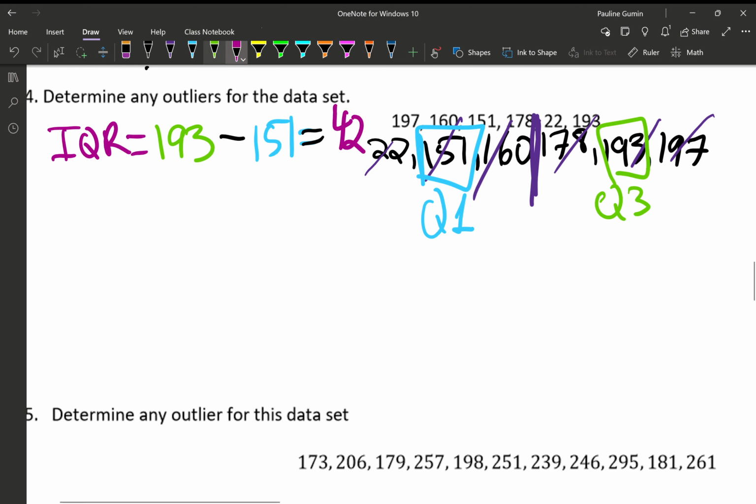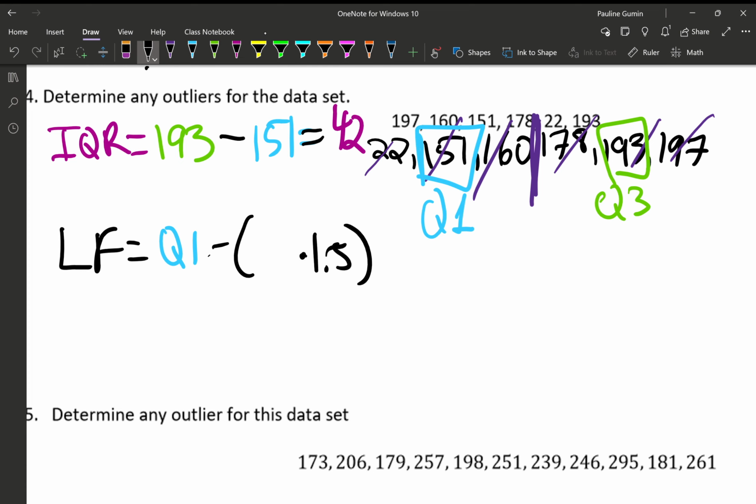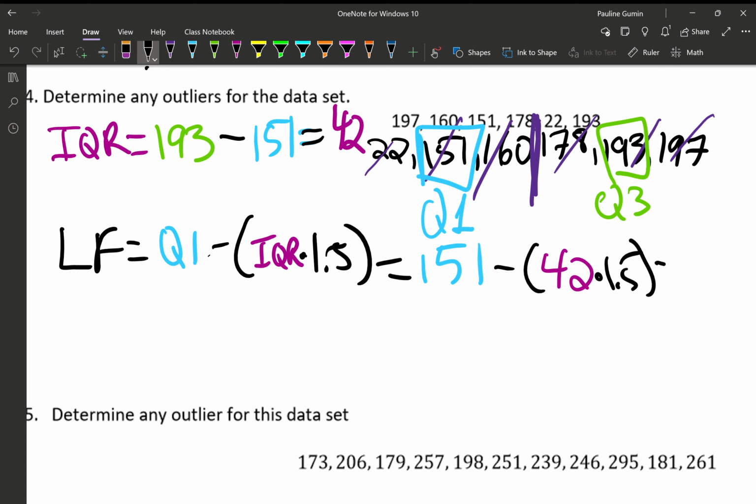All right, let's do lower fence. Lower fence is Q1 minus our IQR times 1.5. All right, so that means 151 minus 42 times 1.5. And put that all into your calculator, we get 88. Do we have a number smaller than 88? We sure do, it's 22. So we do have a number that's too small for our data set.